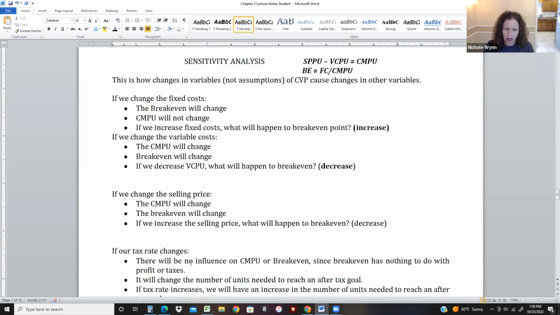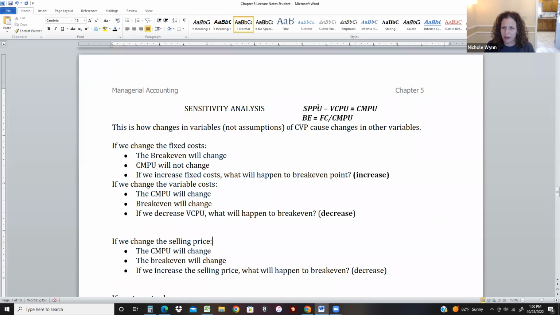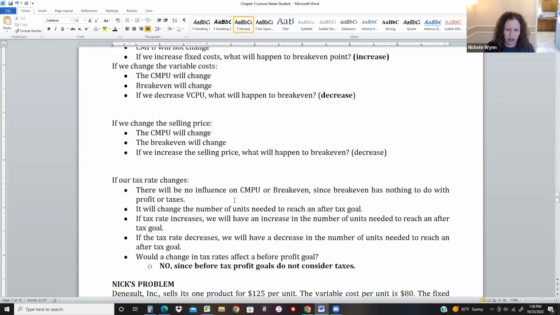So changes in tax rates will not influence any of this because at this point, you're not paying any taxes. Okay, so changes in tax rates only affect the after-profit tax goal situations.